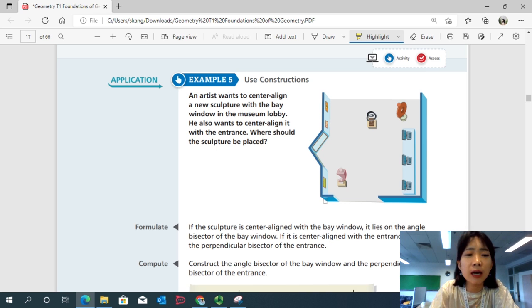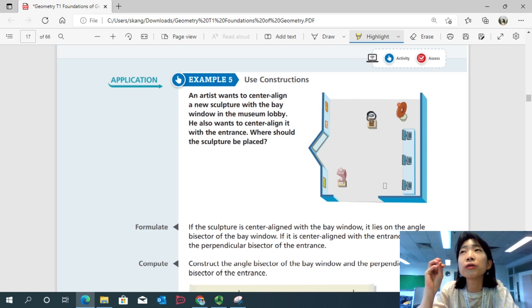What does center align mean? It needs to be in the center and it needs to be aligned. So it needs to be aligned with the door or aligned with the other object. Okay. He also wants to center align it with the entrance. Where should the sculpture be placed?